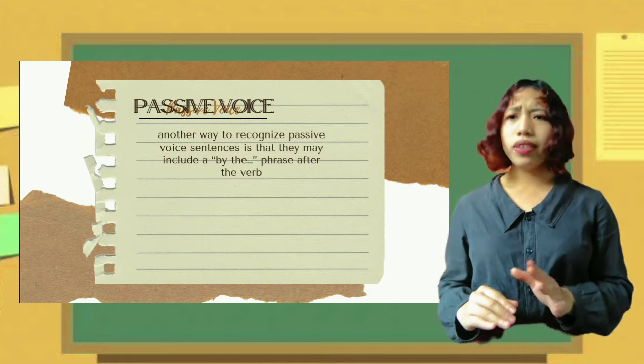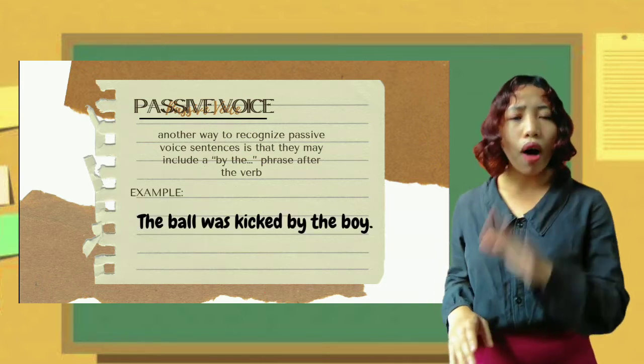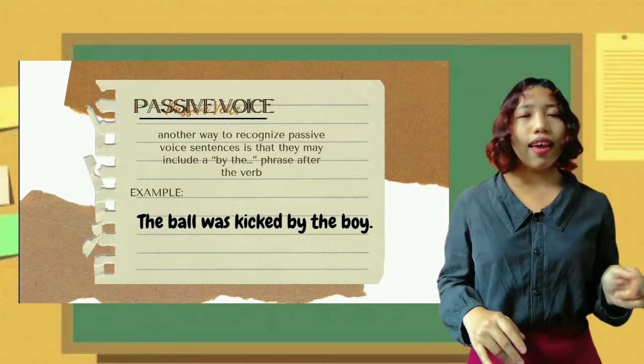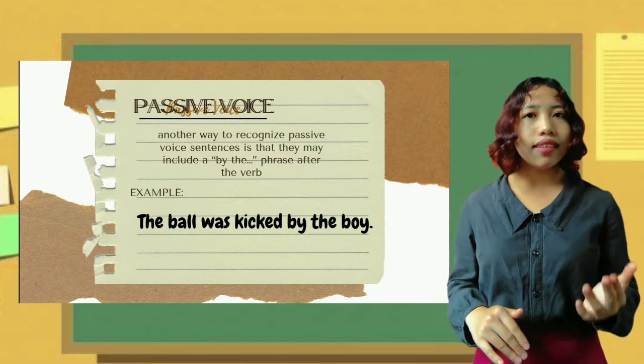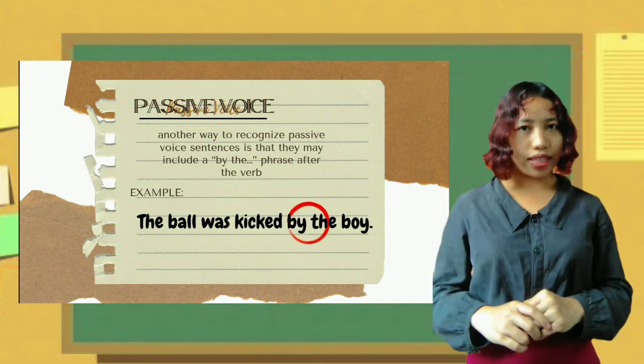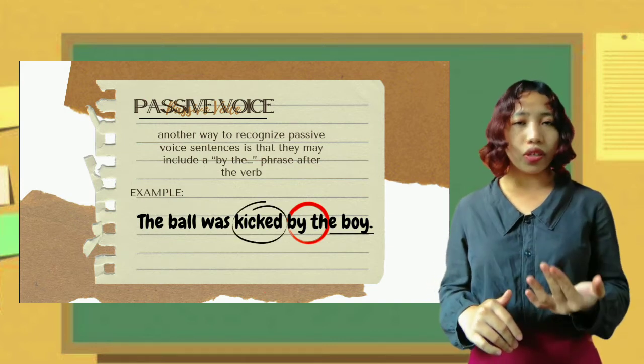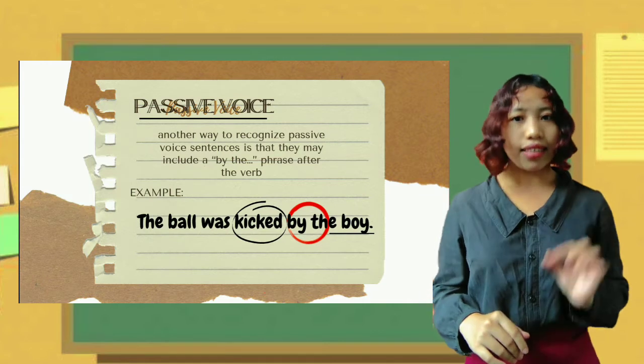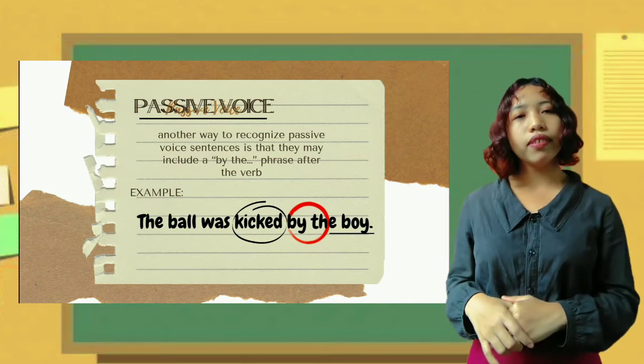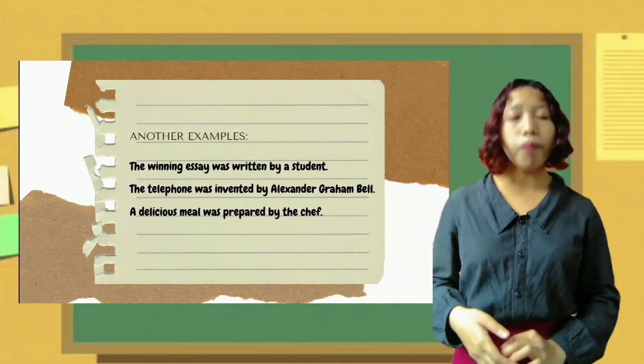Now let's go back to the example given. The ball was kicked by the boy. As you can see here, the sentence uses the by-phrase to indicate that the boy is the agent performing the action, which is kicked. Am I clear? Alright, let's have other examples.